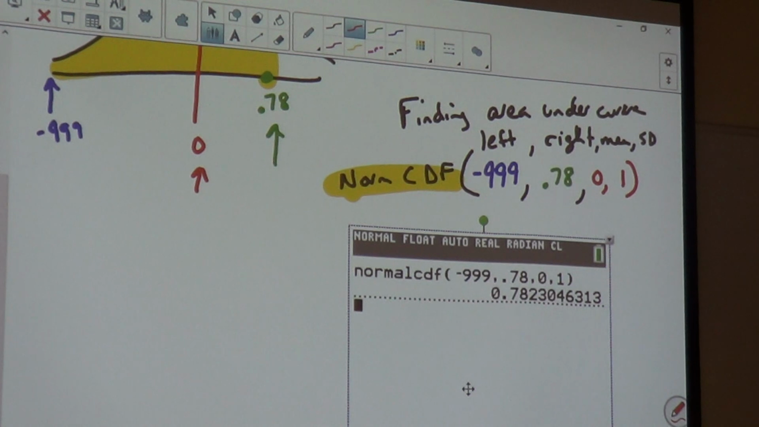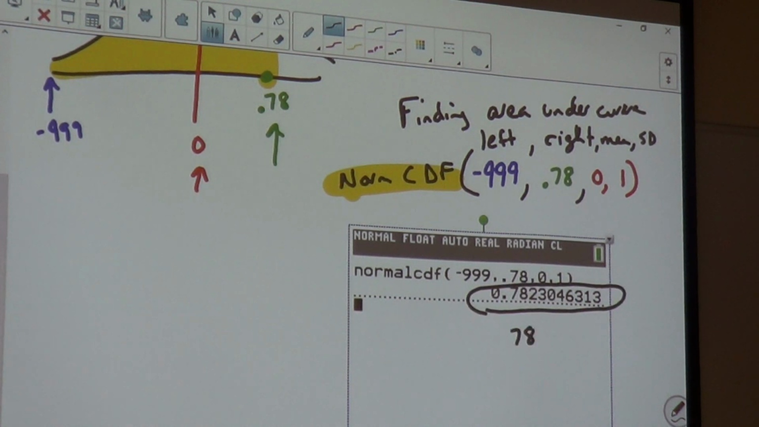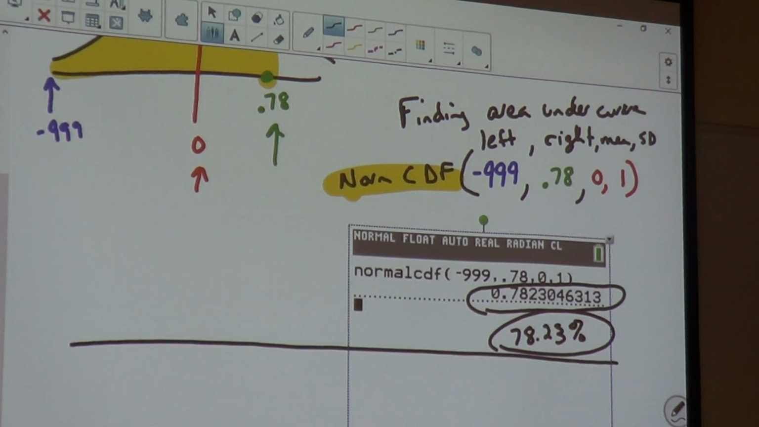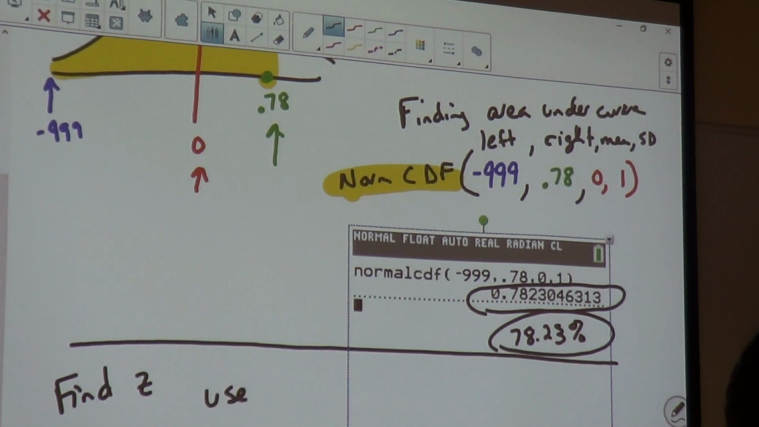So the area under the curve is going to be this. If they want a percentage, it's going to be 78.23% is under the curve. So we do normal CDF if we're trying to find the area under the curve. Cool? Now, the other type that we did at the very end of class is if we were trying to find the Z. If you're trying to find the Z, you're going to use inverse norm.